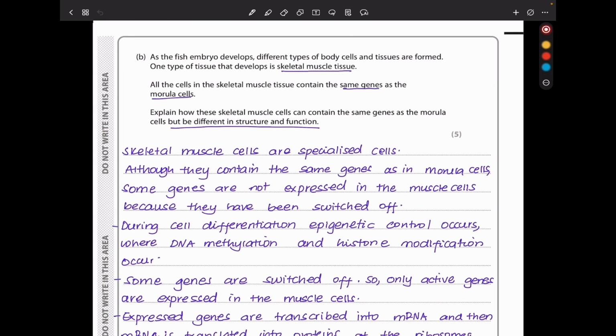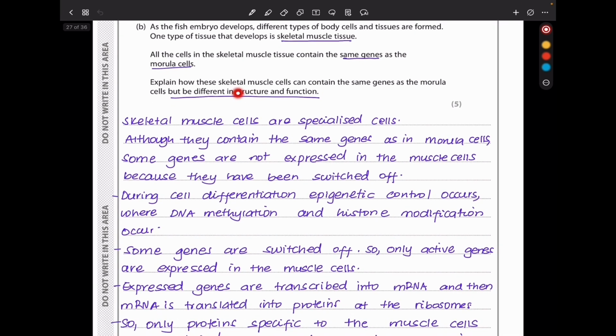In part B, as the fish embryo develops, different types of body cells and tissues are formed. One type of tissue that develops is skeletal muscle tissue. All the cells in the skeletal muscle tissue contain the same genes as the morula cells. Explain how these skeletal muscle cells can contain the same genes as the morula cells, but be different in structure and function. If this happens, it's because specialization has occurred.